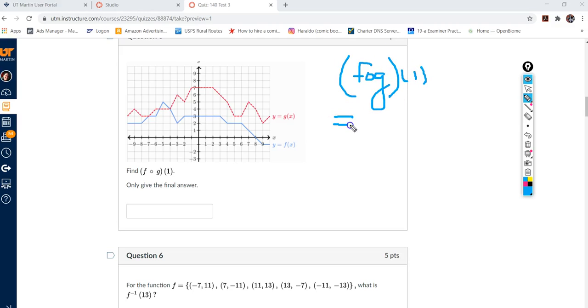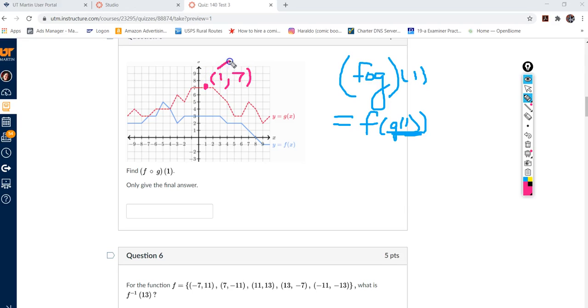Well, it's the first one evaluated at the second one evaluated at 1. So I need to find G evaluated at 1 first. G is the red graph. So I look for the point whose x coordinate is 1 on the red graph. There it is. So that's the point 1, 7.